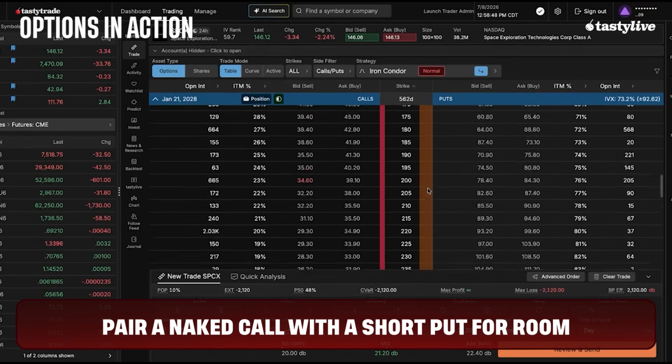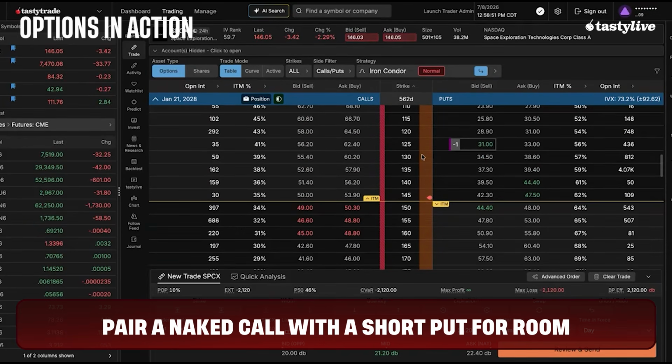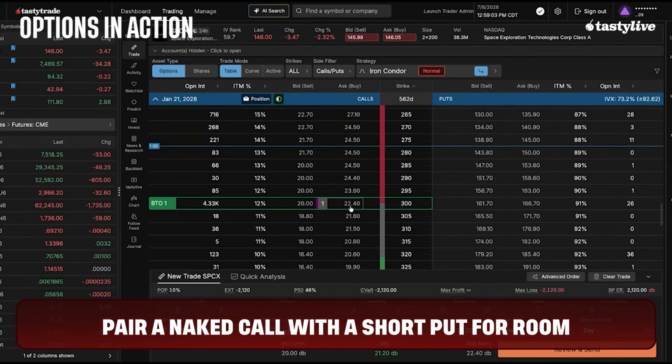But I don't want to put up all the capital. I want to create a neutral profit range in case I'm wrong and SpaceX just chops at 150 for the next year and a half. That's possible too. So I paired it with a short put. Sold the put here at 125 and collected $300 more than the option that I bought at 300.